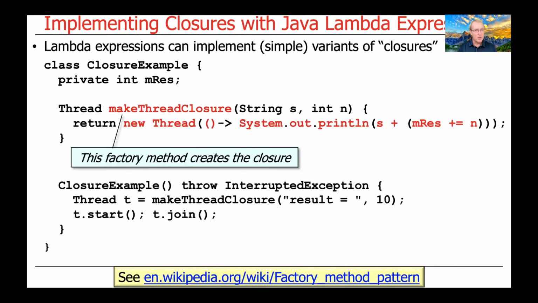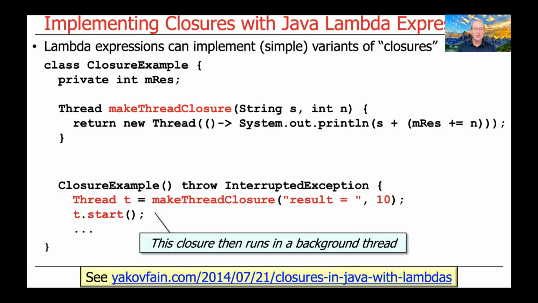makeThreadClosure, of course, is a factory method in the sense of the good old Gang of Four factory method pattern that you're most likely familiar with, that creates the closure. And then down here in the constructor for ClosureExample, you can see how we use it. We call makeThreadClosure, passing in the string "result =" and passing in the initial value n.